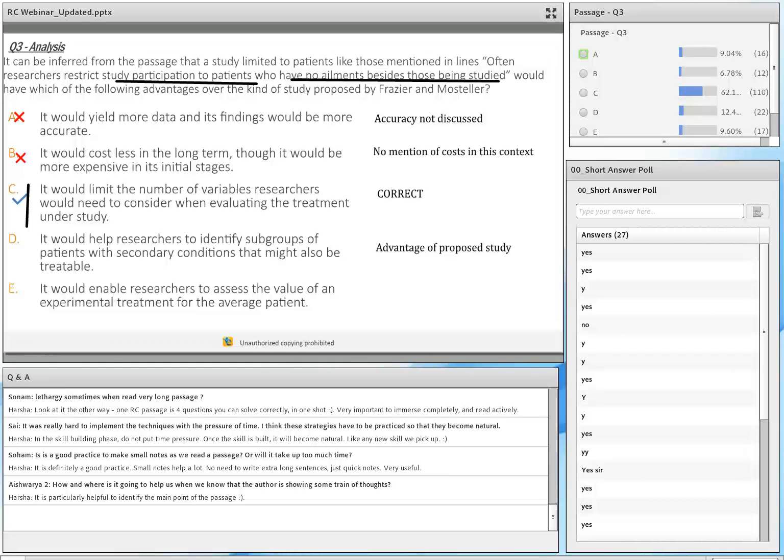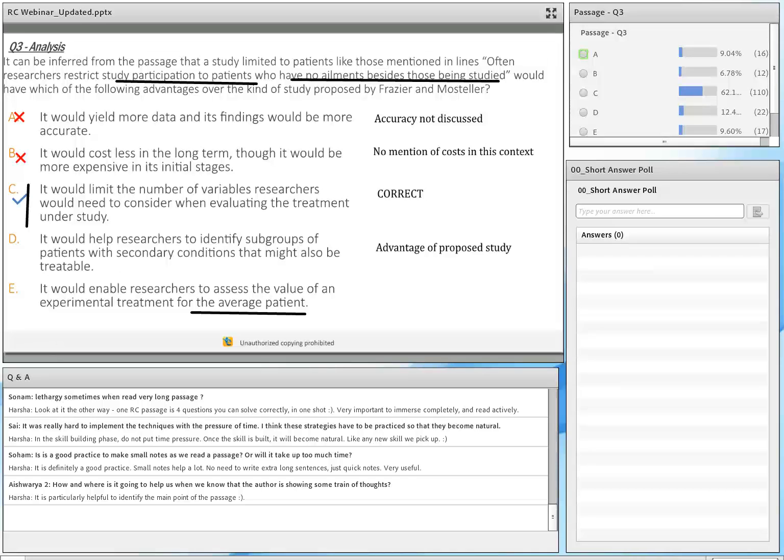for telling me that. And then the choice, it will enable researchers to assess the value of an experimental treatment for an average patient. What's an average patient over here? What is an average patient? We don't know, right? Because the study in question only considers patients who have that particular ailment. That's not an average patient. Average patient is a very vague definition. We don't have a definition of an average patient over here, and hence that's why this one is incorrect.